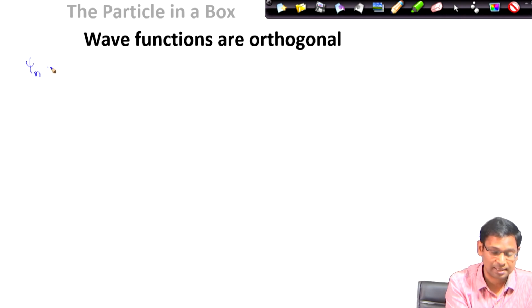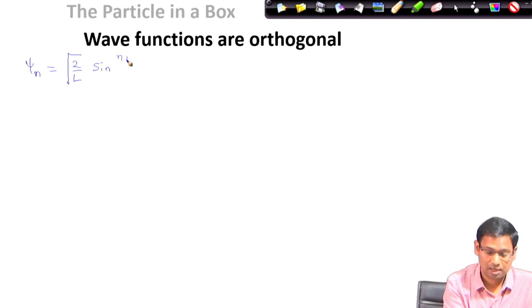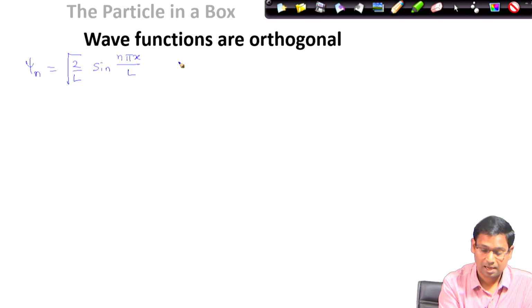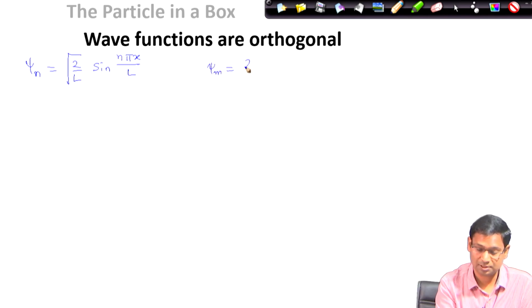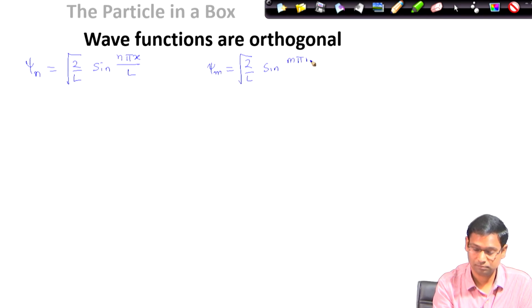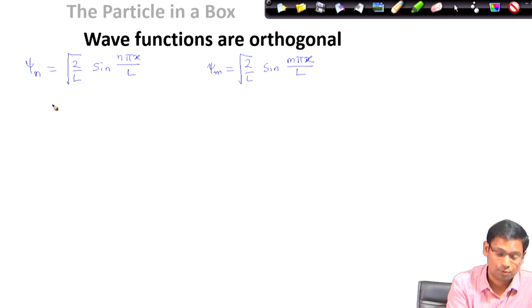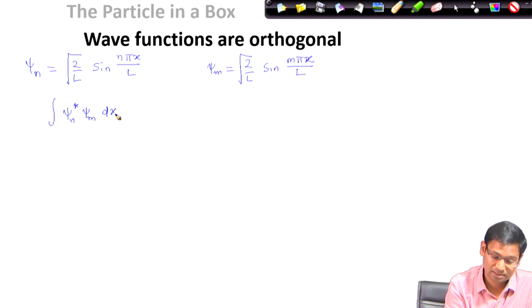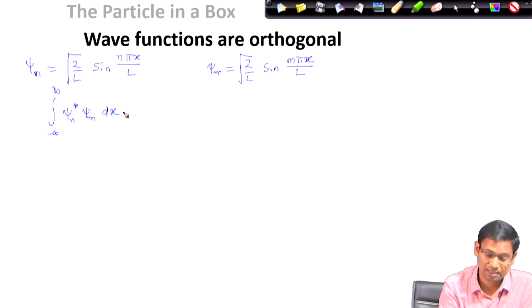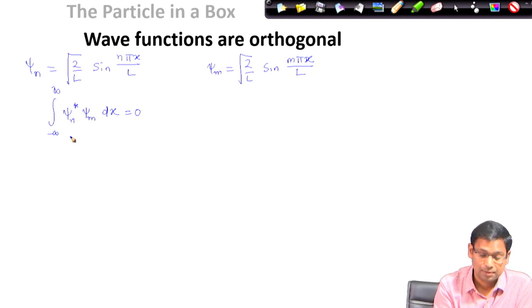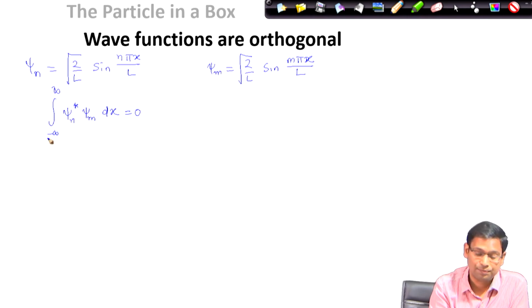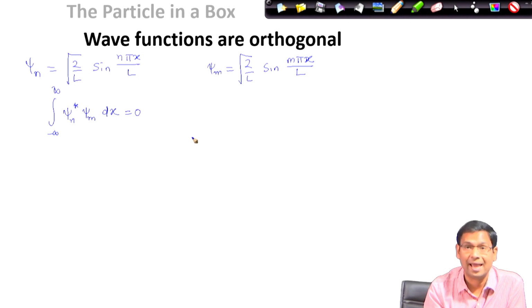So, how do I do that? I take psi n, which is square root of 2 by L sin n pi x by L, and then another function psi m. When I want to show that they are actually orthogonal, what do I mean by that? I say the integral of psi n star psi m dx going from minus infinity to plus infinity is 0. But I know that psi n and psi m are 0 between minus infinity and 0 and between L and infinity.